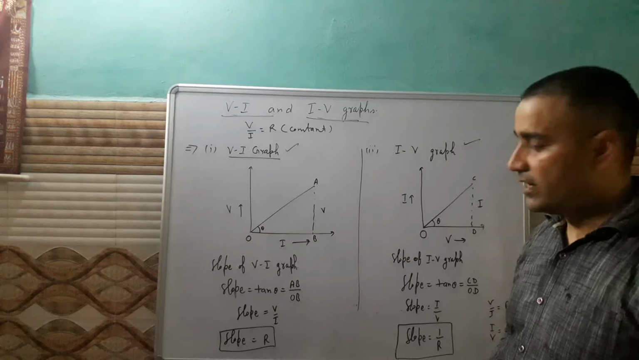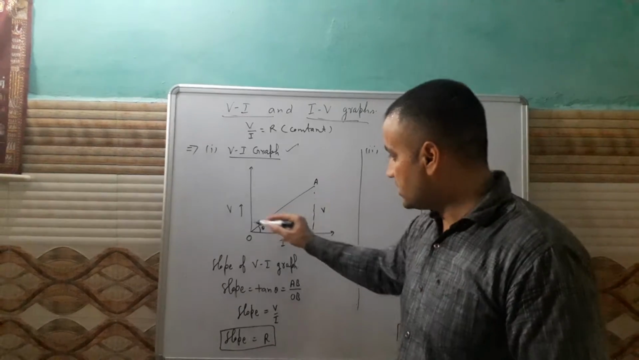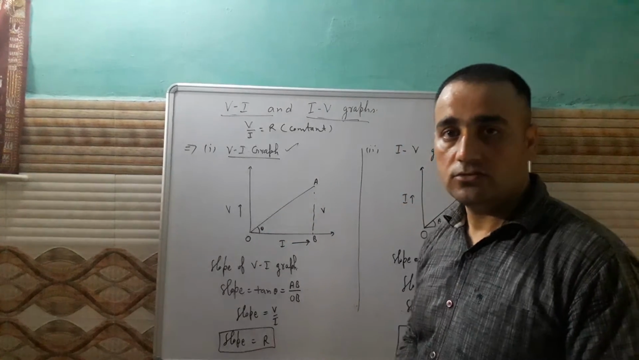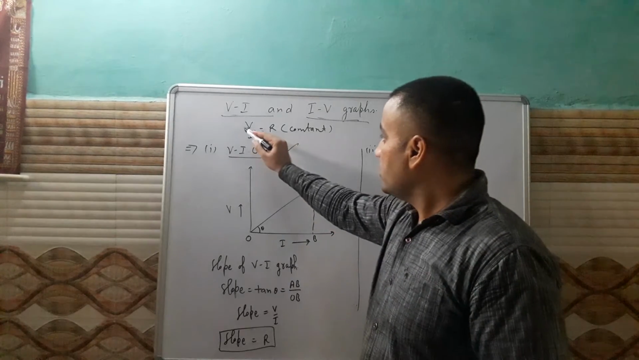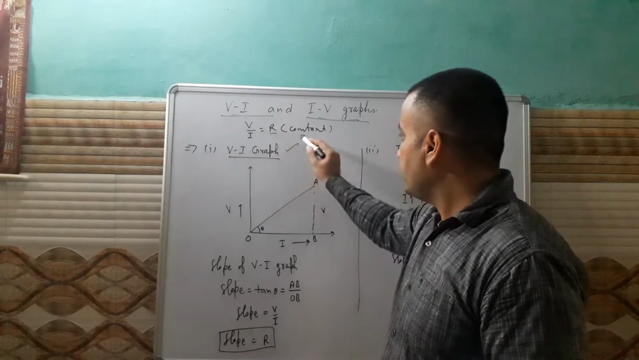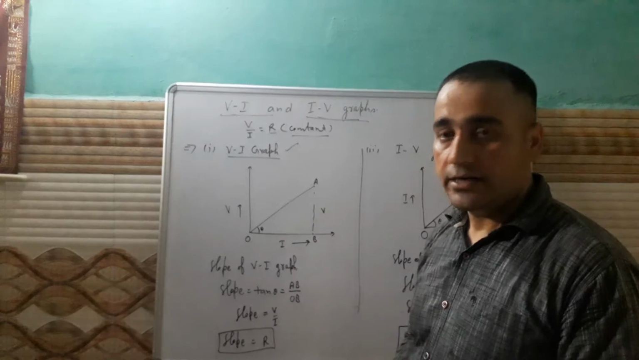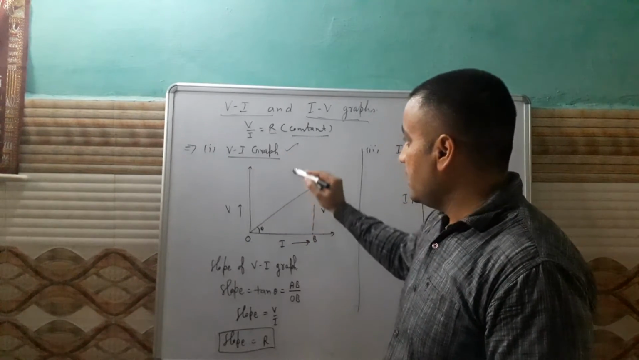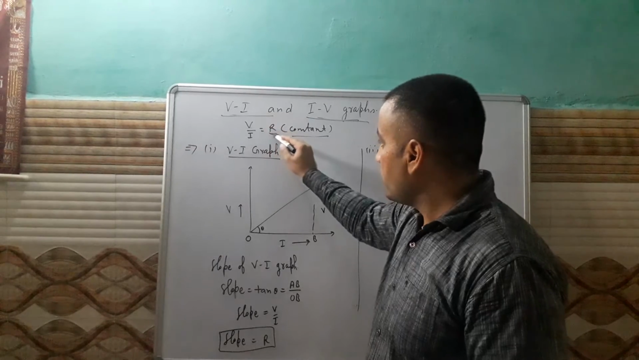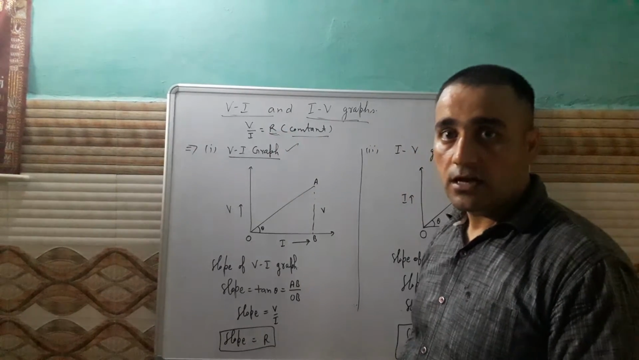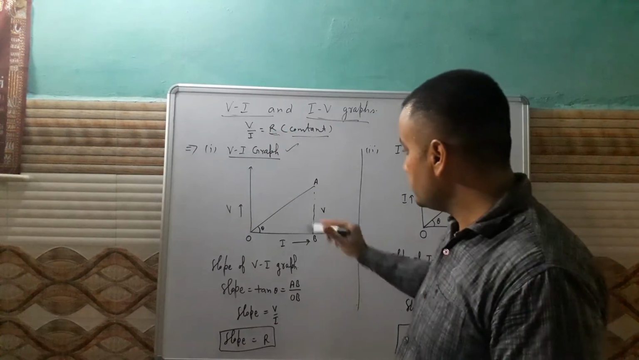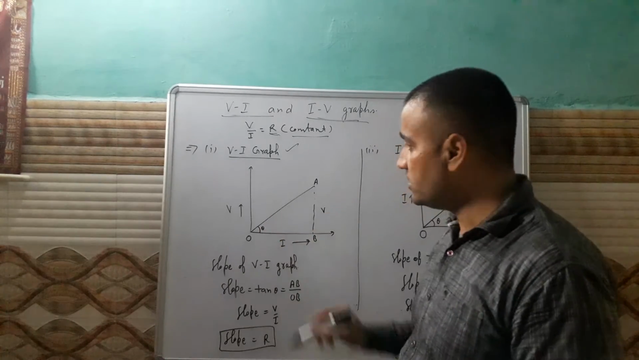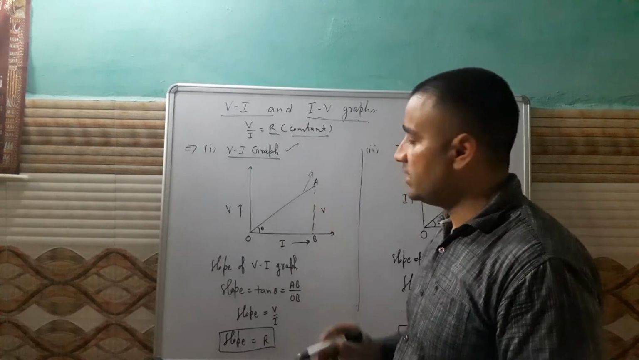So why are we discussing this graph? Because from this kind of graph we can find the resistance of a conductor. As you know, V upon I, that is R, remains constant for a given conductor. So first of all we are going to discuss the VI graph. As the value of V upon I is always constant, we can say that the graph between V and I will always remain a straight line. This line is representing the VI graph.